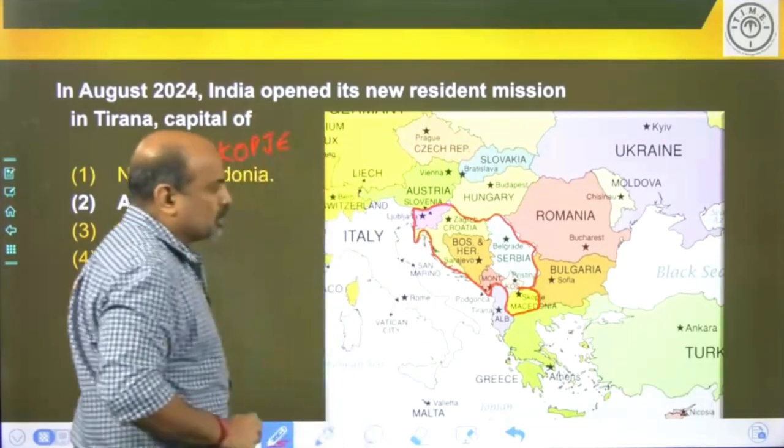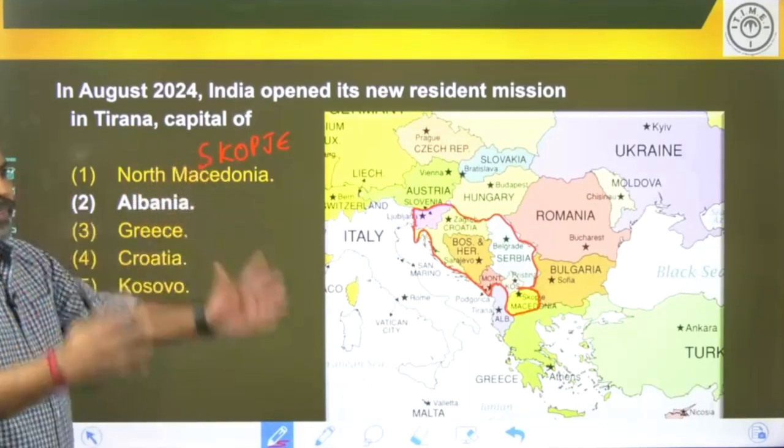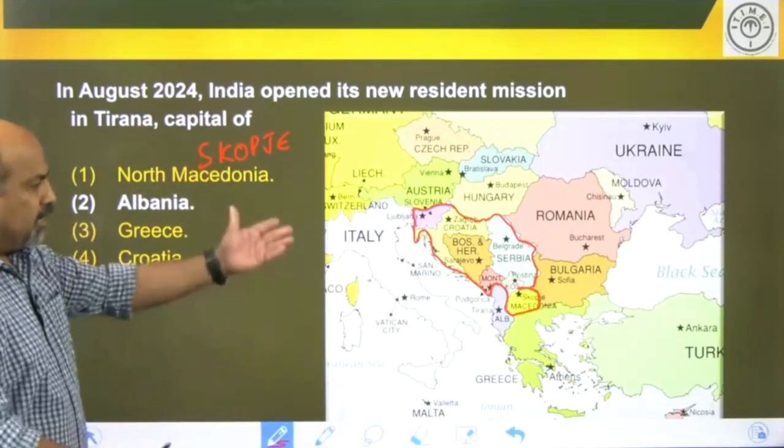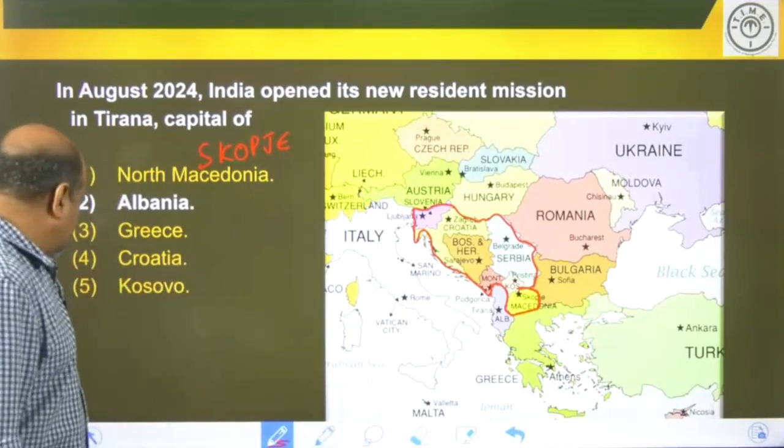This was a country called Yugoslavia. It broke up in the early 90s, and these are all separate countries. They're all states there, they became separate countries.